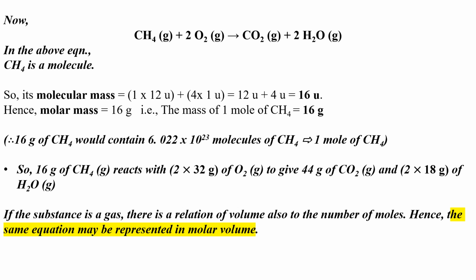See, methane, as you know, is a molecule. Its molecular mass can be calculated like this: there is one atom of carbon, so you multiply it with its atomic mass, 12 U. And there are 4 atoms of hydrogen, so you multiply it with its atomic mass, so you get 4 U. So 12 U plus 4 U, you get 16 U. Hence, molar mass is represented in grams. So if you replace U with g, you get the molar mass of methane, which means the mass of 1 mole of methane is 16 grams. Hope you remember what we learned in previous classes.